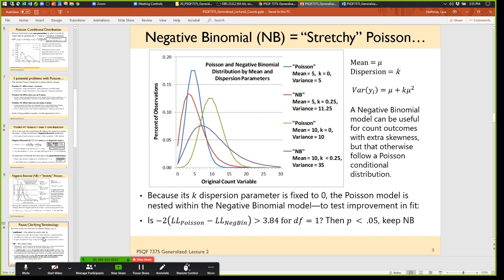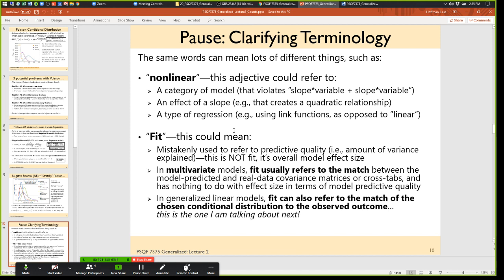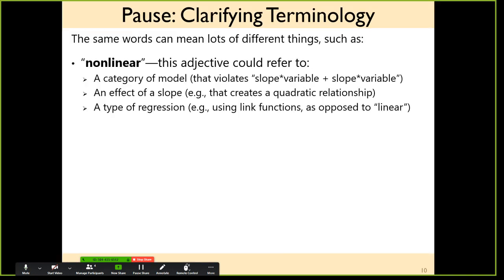I want to talk about words and fit for a moment, because these are things that get thrown around and it's easy to get confused. You could describe what we're going to do as a non-linear model, but that phrase is actually not helpful. If you hear the word non-linear, you could be talking about a type of model. Everything that we're doing is actually a linear model because it's slope times variable plus slope times variable. The link is put in to ensure that it stays that way.